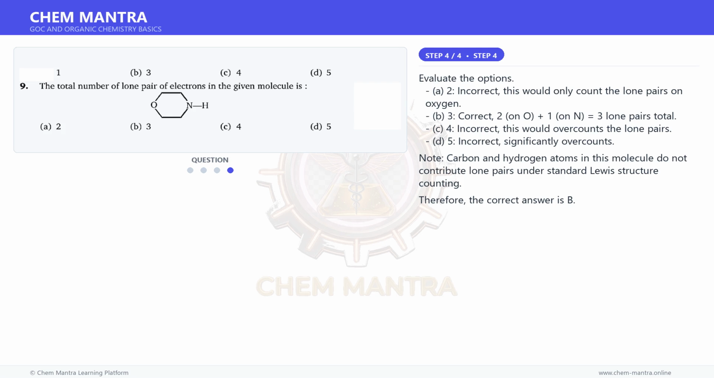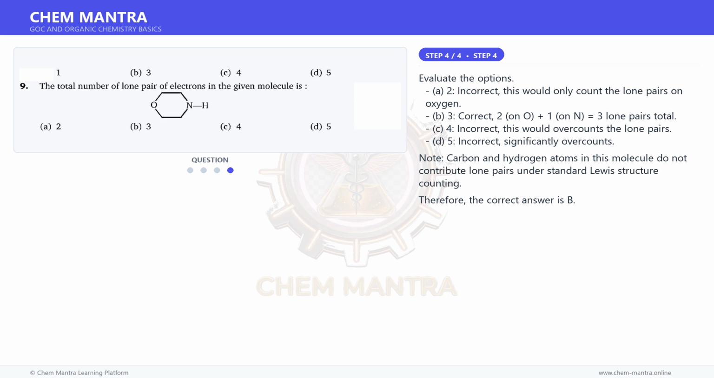A. 2, incorrect. This would only count the lone pairs on oxygen. B. 3, correct. 2 on O plus 1 on N equals 3 lone pairs total. C. 4, incorrect. This overcounts the lone pairs. D. 5, incorrect. Significantly overcounts.